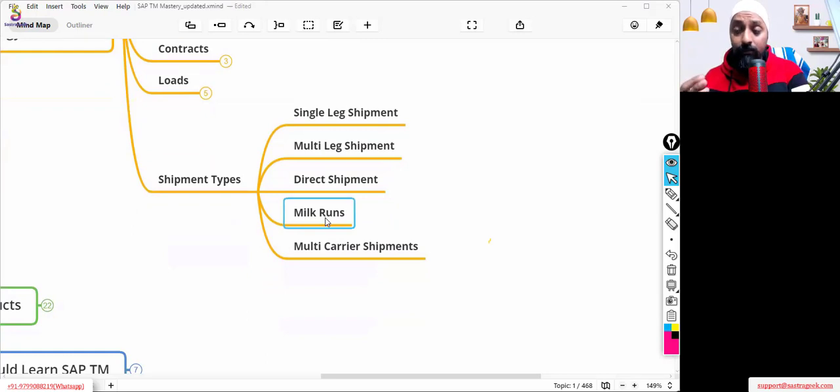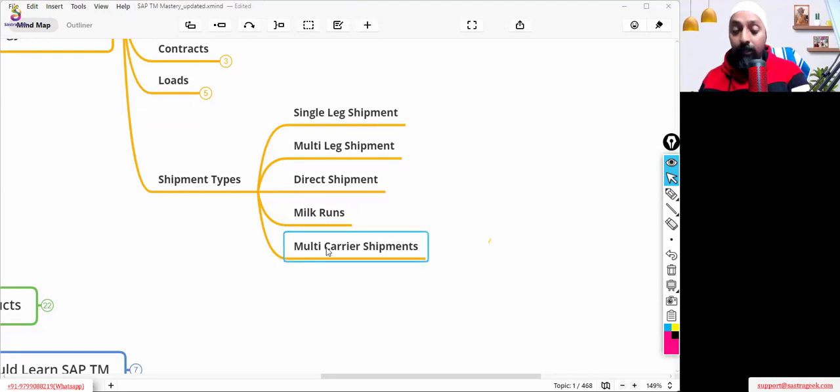There can be milk runs. Milk runs are from your factory, whatever you produce. Every shift, one truck goes and puts the material at the distribution center, comes back, takes the material, puts it into the distribution center. That's a fixed time. A full truckload goes from one place to another place, puts the material, comes back. That's called milk run shipments.